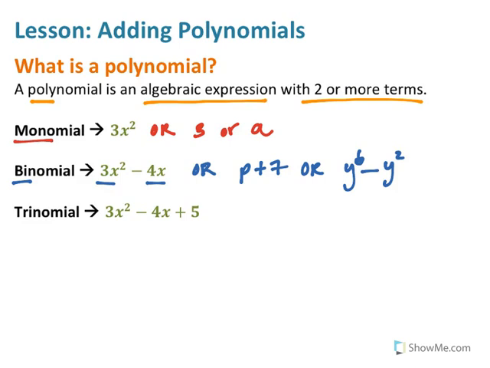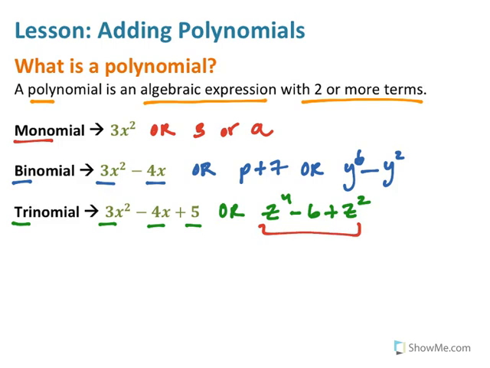Another special polynomial is a trinomial, and that just means that there are three terms. 3x squared minus 4x plus 5. So our three terms are 3x squared, 4x, and 5. Another example could be z to the 4th minus 6 plus z to the 2nd power. So we have three terms here. They all have different degree measures. That's another thing to take note of, and we'll focus more on it when we do the examples together.